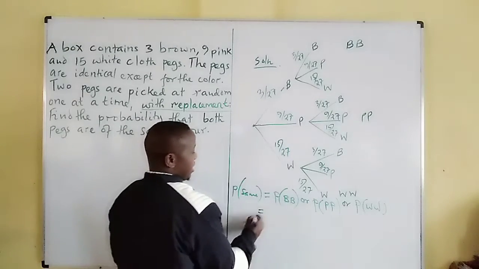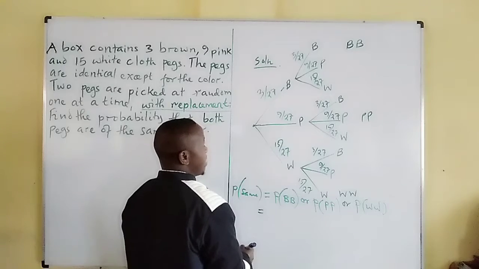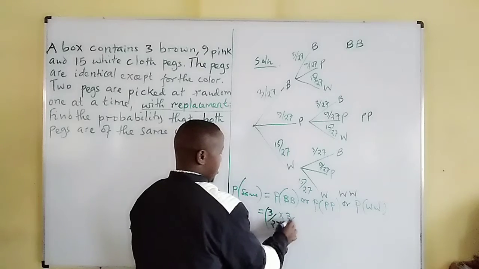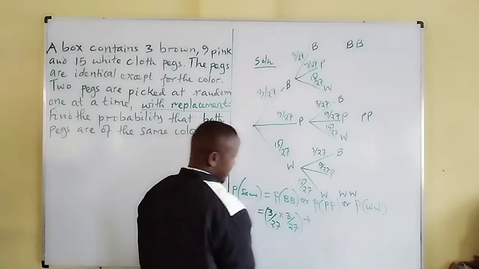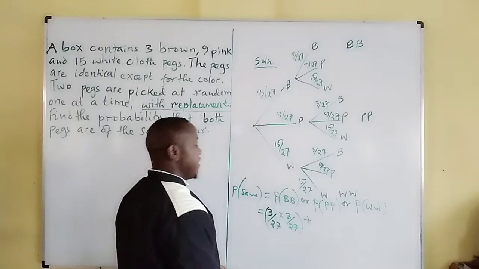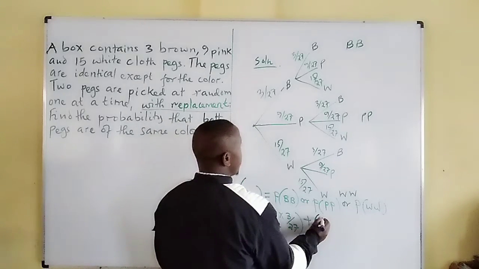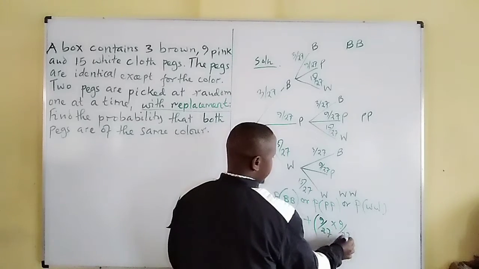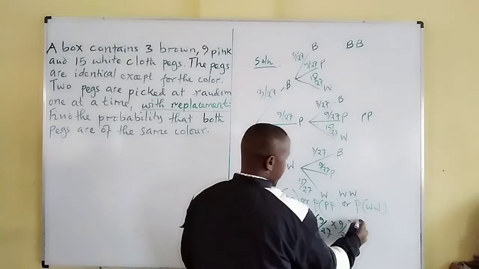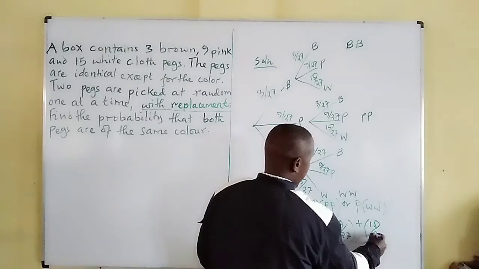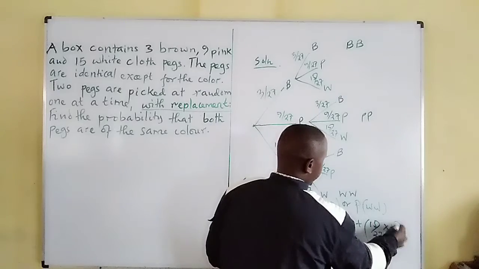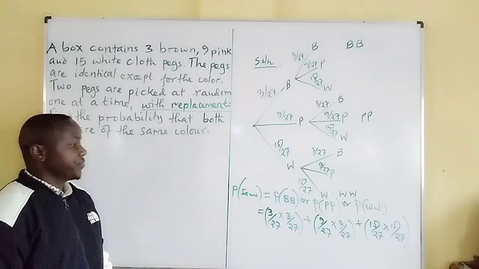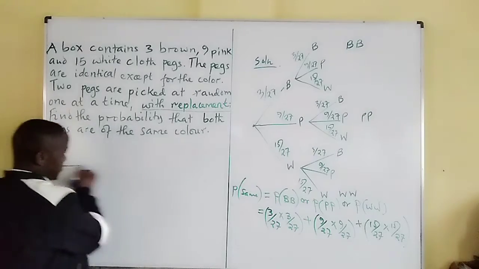So if we pick a brown followed by a brown, we will have 3 out of 27 times 3 out of 27. Or means addition in probability. I think I emphasize on that. Pink is 9 out of 27 followed by 9 out of 27 because there is replacement. Finally, we will have 15 out of 27 followed by 15 out of 27.